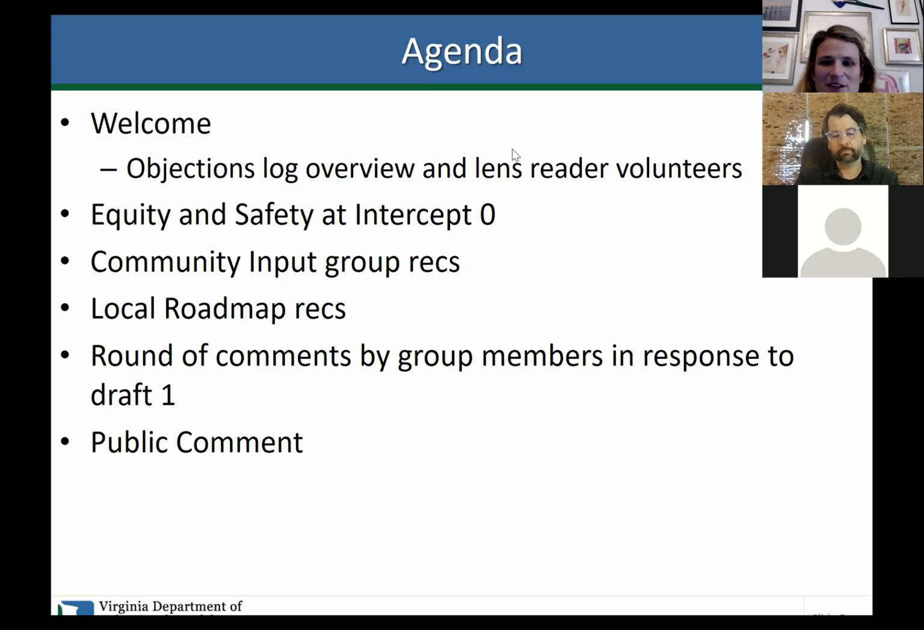Oh, Catherine, you said you thought you were third. Yeah, I realized that the community input group, since it was the single slide, I had put it down one lower. But if we want to go on and do the community input group, and then we can move to equity and safety. That works for me. Okay, perfect.